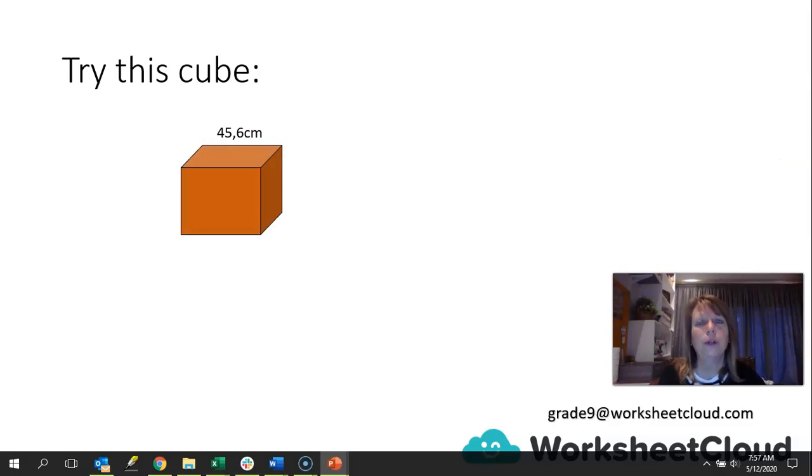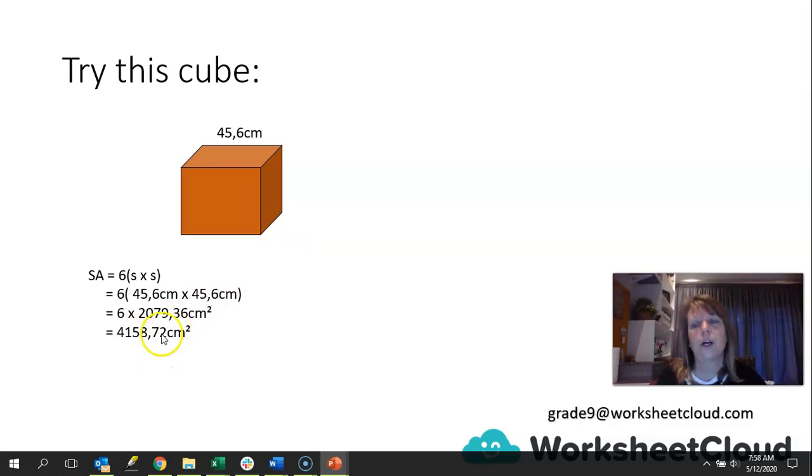Okay, we've got a cube. We only need to know the length of one of its sides, because all the sides are the same length. So what do we do? We go 6 times side times side. Okay, so it will be 6 times 45,6 centimeters times 45,6 centimeters. We end up with 6 times 2,079,36 centimeters. And if you times that by 6, you're going to end up with 4,158,72 centimeters squared.